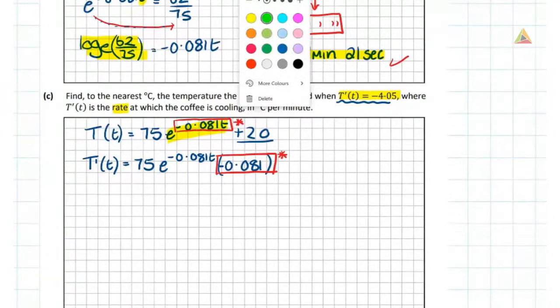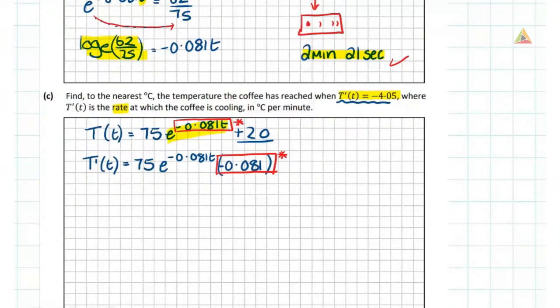So what we're going to do, just to tidy up before we go any further, we have a constant here, we have a constant here. We're going to multiply those two constants together just so that we can write it as one constant instead.